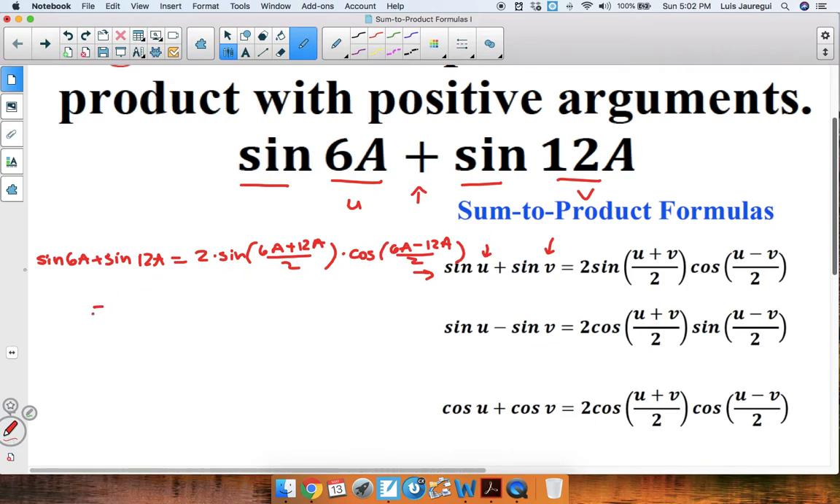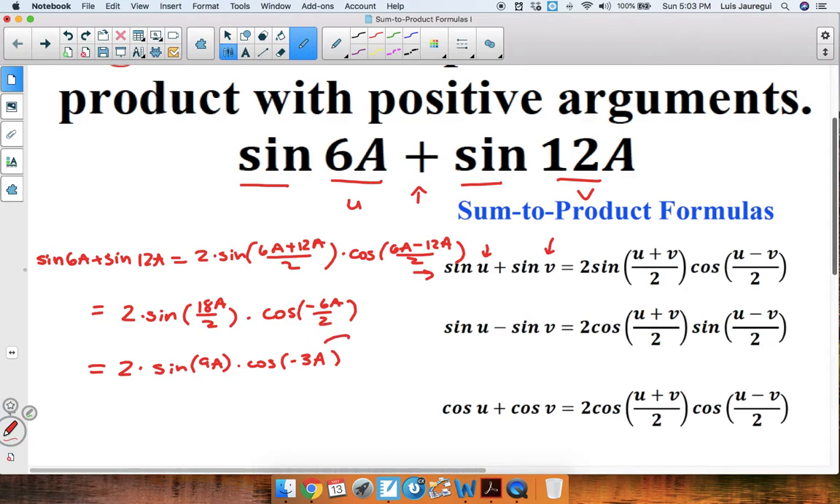Now rewriting this, we get the following: 2 times sine of (6a plus 12a) over 2, so that is 18a over 2, times cosine of (6a minus 12a) over 2, or negative 6a over 2. And one more time, we rewrite this as follows: 2 times sine of 9a times cosine of negative 3a. And notice we get the 9a by dividing the 18a by the 2, and we get the negative 3a by dividing the negative 6a over 2.